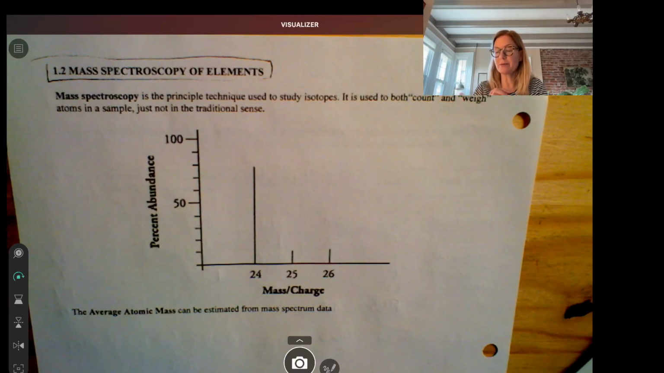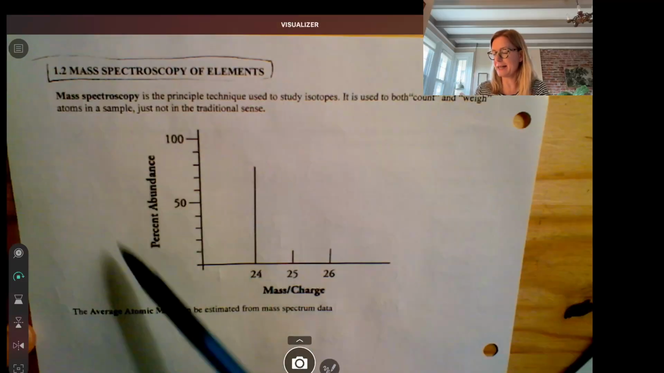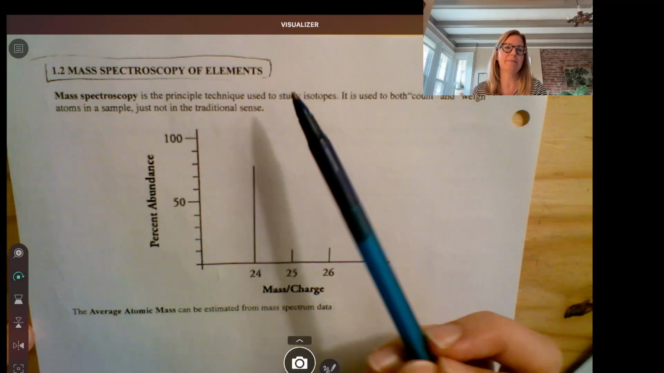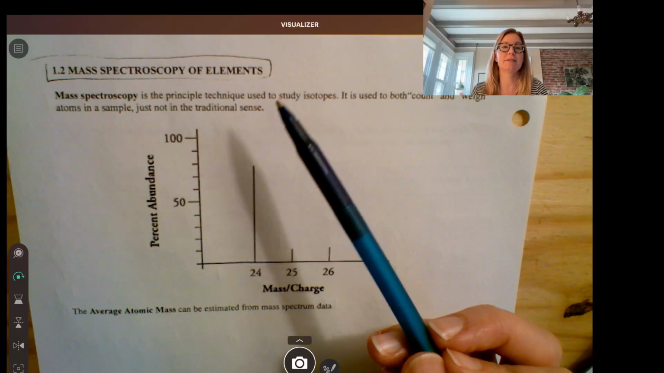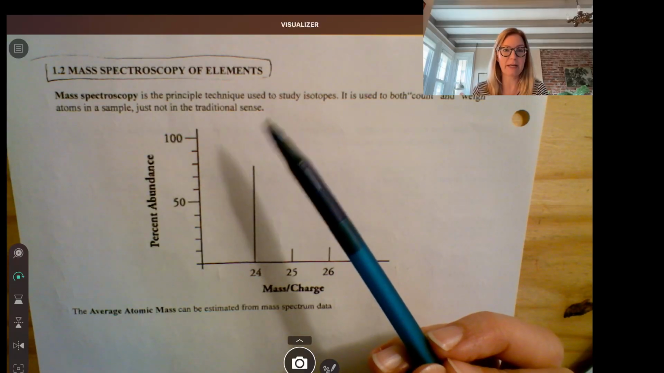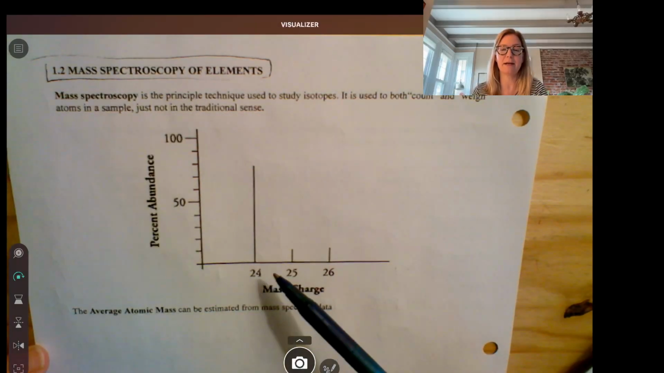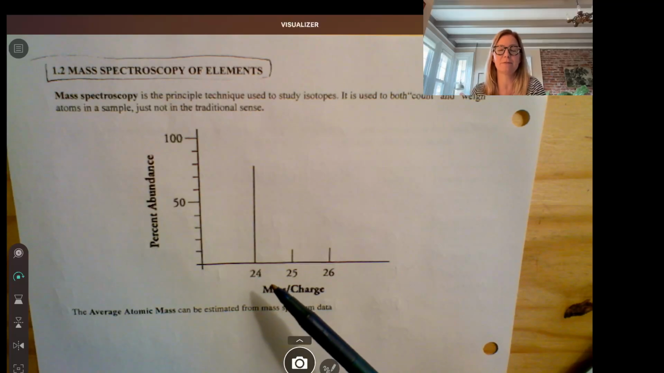What you're learning in 1.2 is just how to analyze the spectrum that's generated by this type of equipment in the lab, okay? And it's very straightforward, okay? The spectrum that mass spectroscopy generates gives you information about the mass of different atoms or molecules, okay?